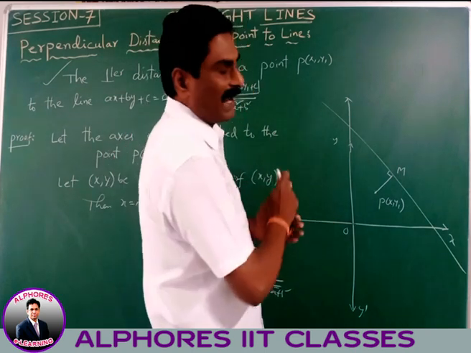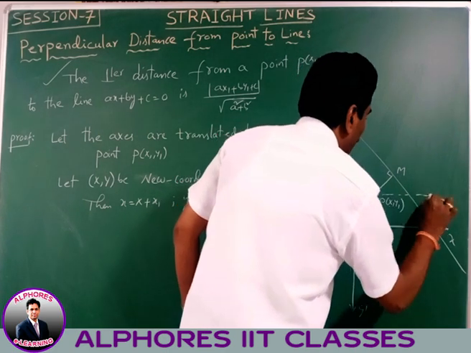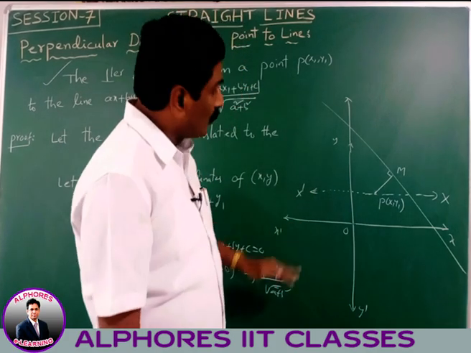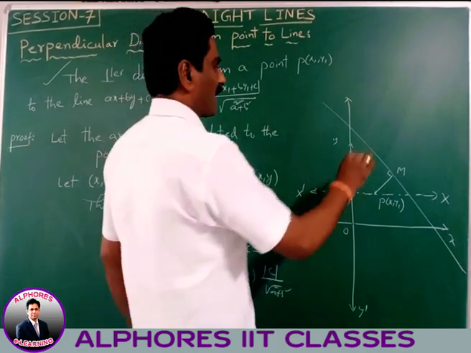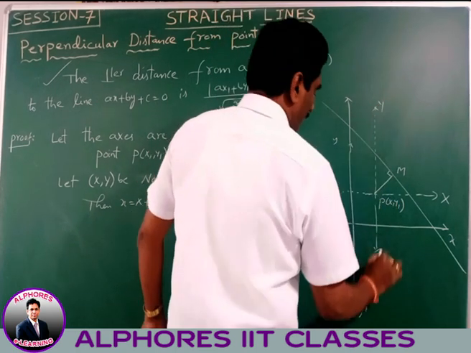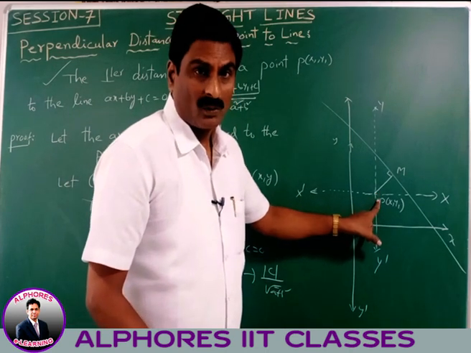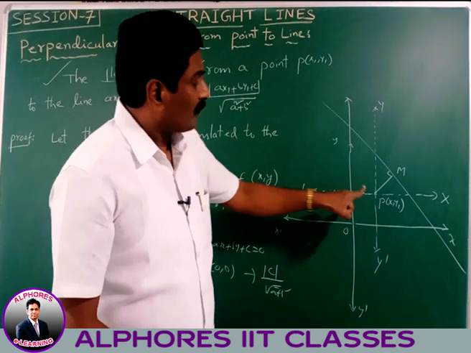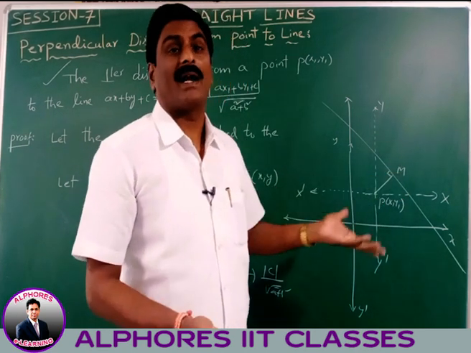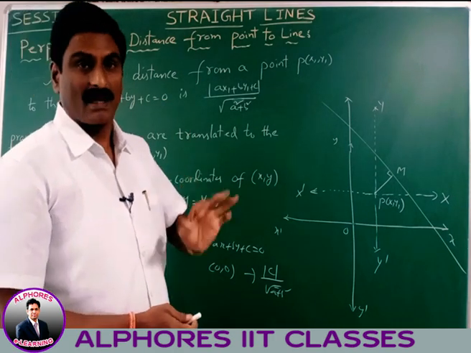Then, without changing the direction of the coordinate axes, the new coordinate system is in this way. The new coordinate axes can be treated as the new x axis, X and X dash, and similarly the new y axis, Y and Y dash. P is the new origin. In the new coordinate system, what is the origin? P. So the perpendicular distance from the origin to the new line is nothing but the perpendicular distance from P(x1, y1) to this line. It is the method.